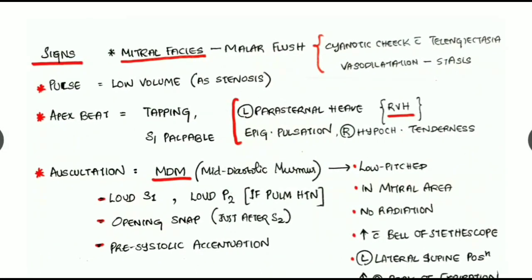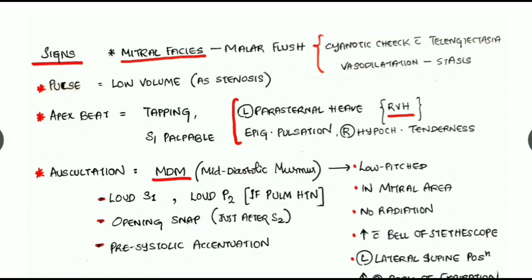What are the signs of this mitral stenosis? The first and foremost, the pathognomonic feature is the mitral facies, that is the malar flush. It is due to the cyanotic cheek with a telangiectasia. It is due to the vasodilatation, that is the stasis of the blood in the cheek. But it is not that much evident in Indians and more especially in Keralites. It is more seen in fair people.